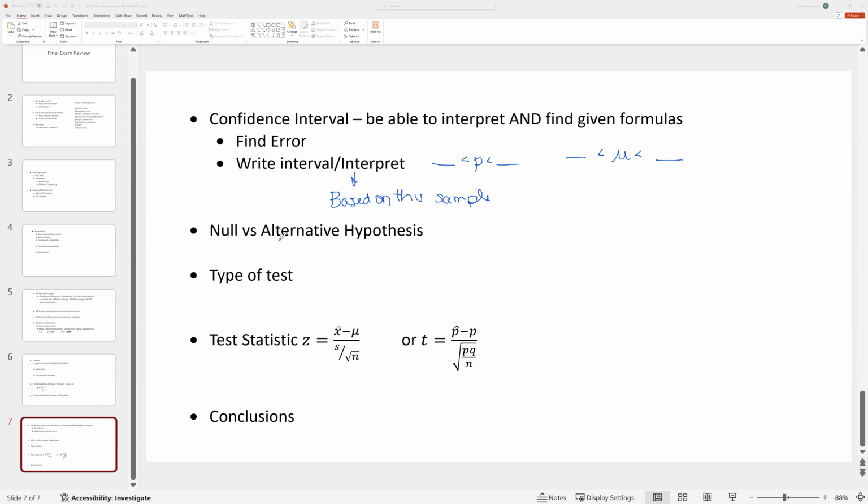Okay, and then as I mentioned a few times in the last few weeks, from chapter 8, you need to be able to find H0 and HA. You need to be able to tell me the type of test, which is going to be your left, right, or two-tailed. Remember, that is based off of HA. You need to be able to find the test statistic, which is just using these formulas. And simply know, you do not have to make a conclusion, but simply know that the only 2 conclusions that you can make are to reject H0 or fail to reject H0.